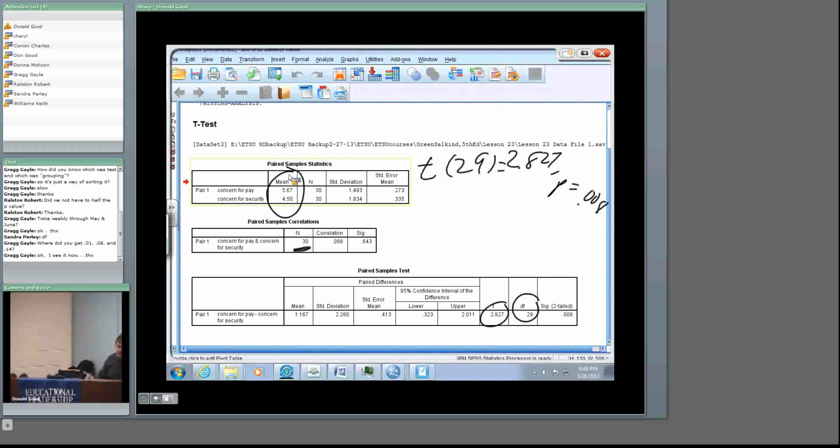Let me point out something else I've mentioned before. See, this is the part of the table that says paired differences. Where do you suppose that 1.167 comes from? That's the difference between my two means. So is that difference in mean of 1.167 a big difference or not? Yeah, it is.